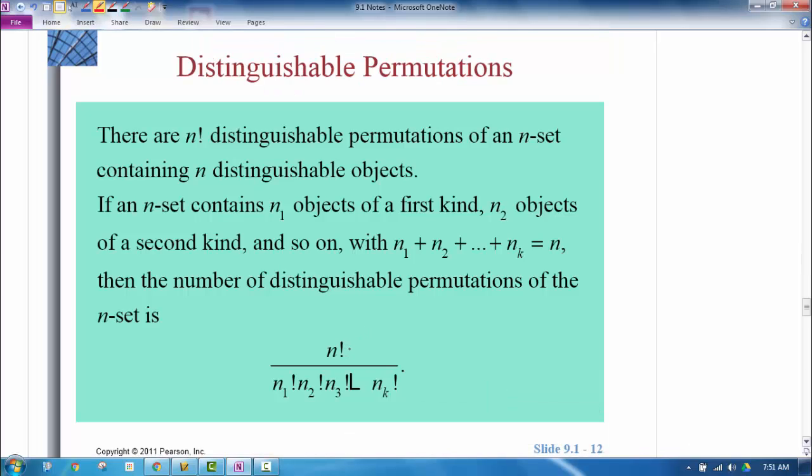I'll just give you the formula for now for distinguishable permutations though. We do the n factorial, but we have to divide out the things that are the same. So the letters that are the same, you divide those out. So if there's an O that repeats 3 times in the combination of letters, for example, we have to divide out 3 factorial to represent those 3 O's.